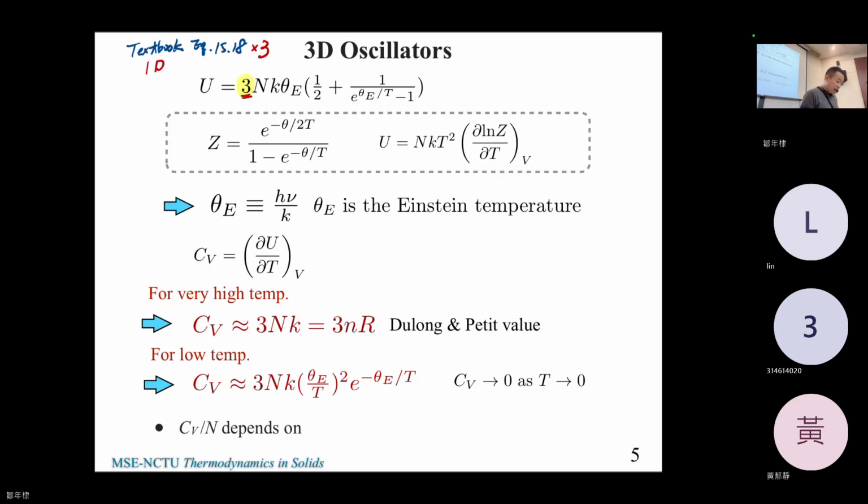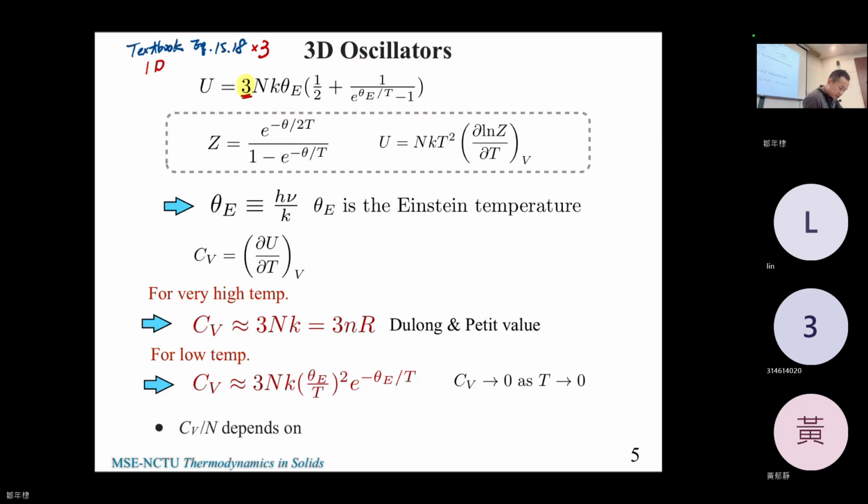Now, because this is the Einstein model, previously theta was a characteristic temperature. We now add E in the subscript to make sure theta E refers to the Einstein model, the Einstein temperature. We said h nu over k is theta E. So now we have U here, and we can directly get CV, right?